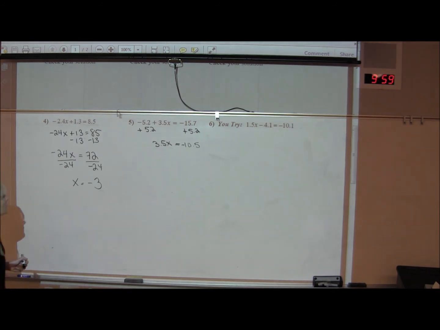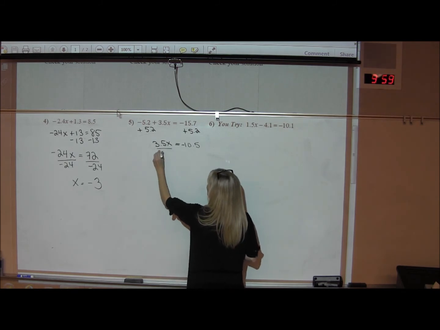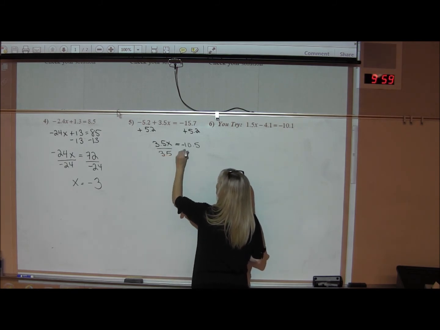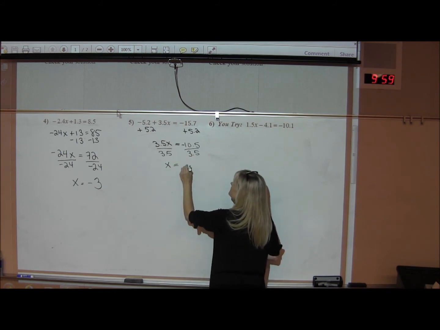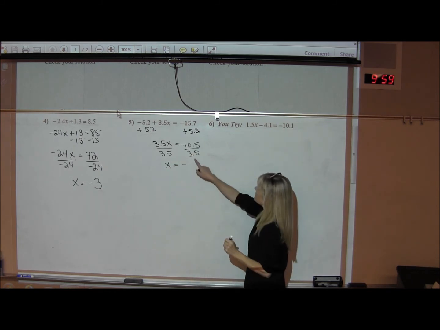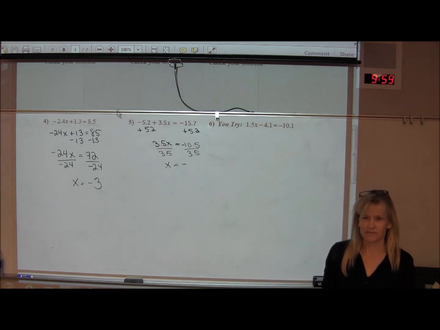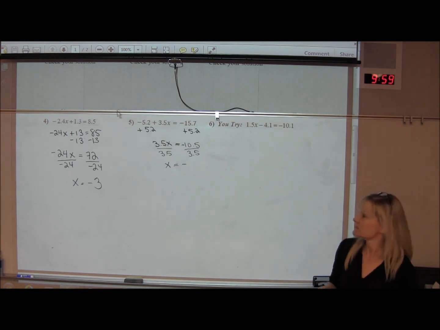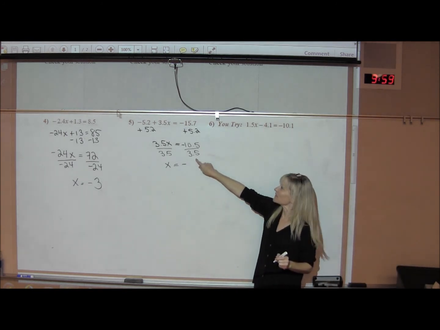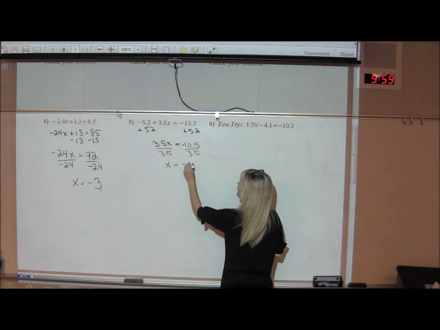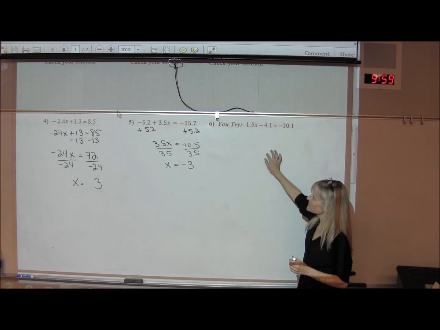All right. So then I need just 1x. So I'm going to divide both sides by 3.5. Okay, so then x equals, well, it's going to be negative. How many times does 3.5 go into 10.5? Give me an estimate. 2? 2 would be 7. 3 would be 10.5. So it's exactly 3. Okay? So there's your answer. So you guys do the Try.